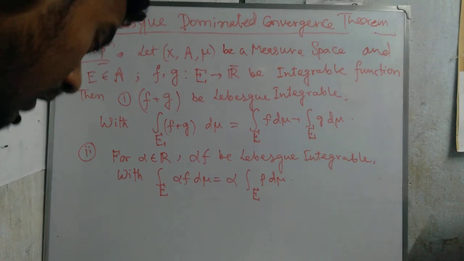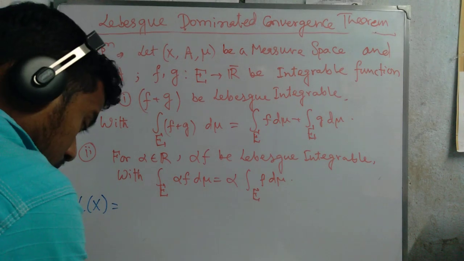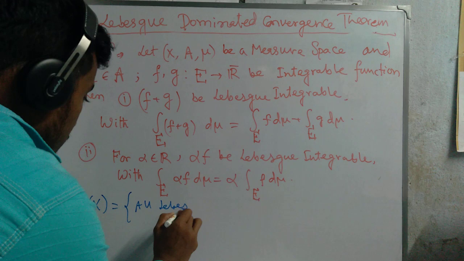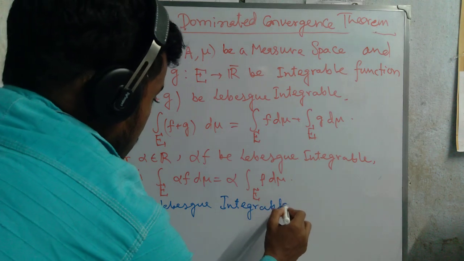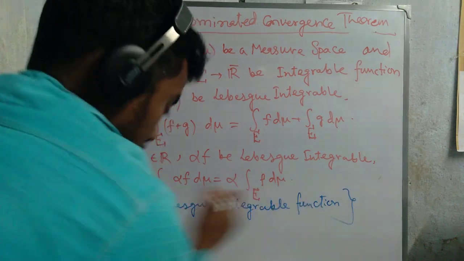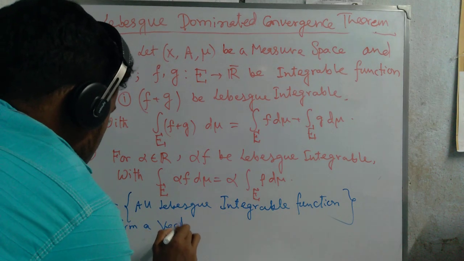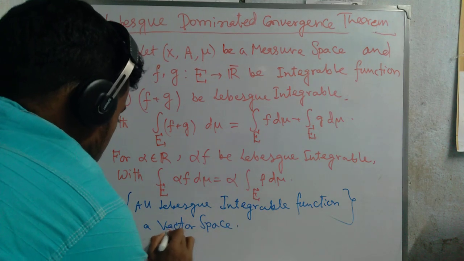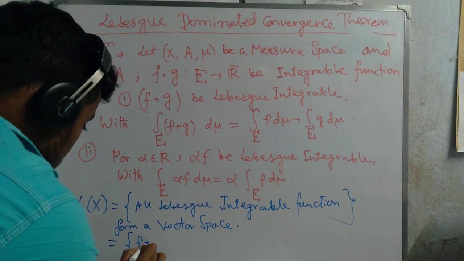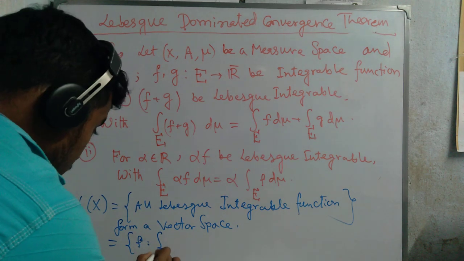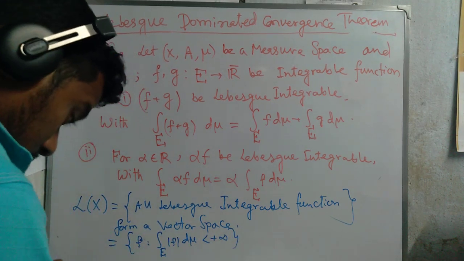Then what happened? Yeah, we write in this way. L1 equals all Lebesgue integrable functions. All Lebesgue integrable functions form a vector space. This is equal to, if integration of E norm of f d mu is less than plus infinity. Okay.